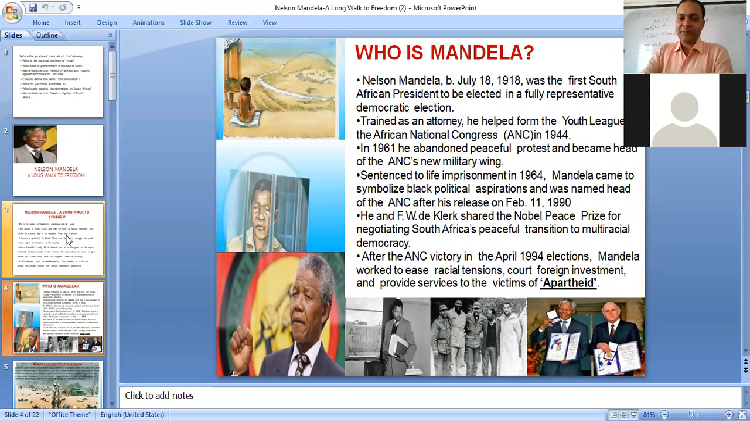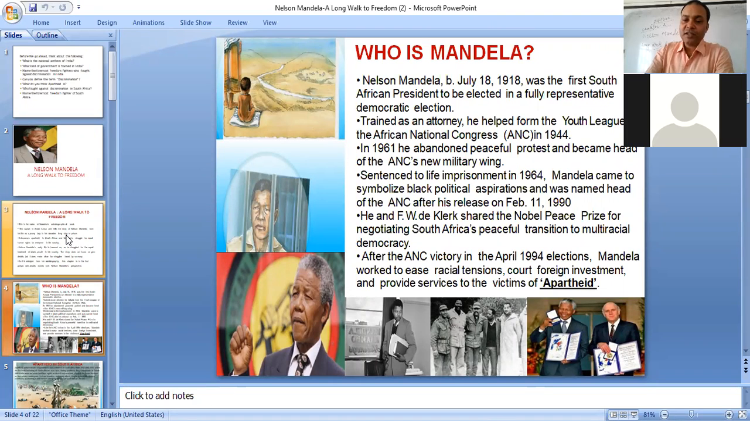After his release on 11th February 1990, he and other freedom fighters, Nobel Prize winners, started work on negotiation and other things, and special social work to free the black people of South Africa and bring them into the mainstream of South Africa. And so he started the party named African National Congress.